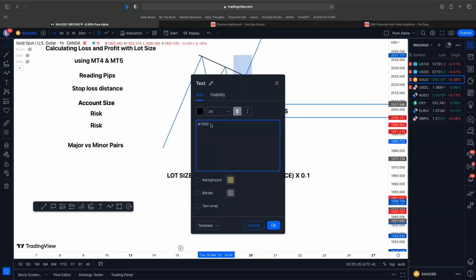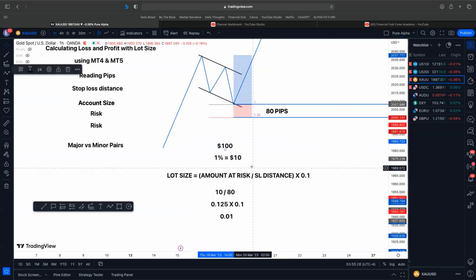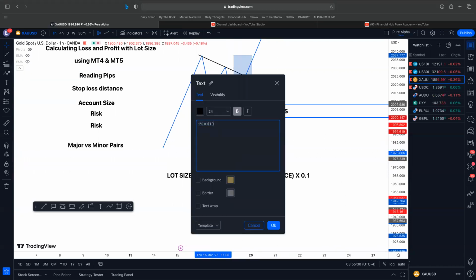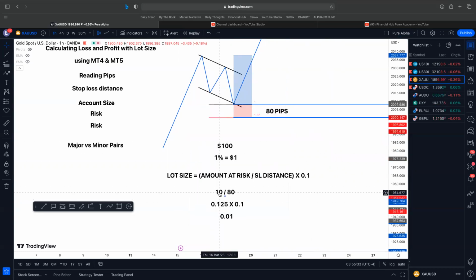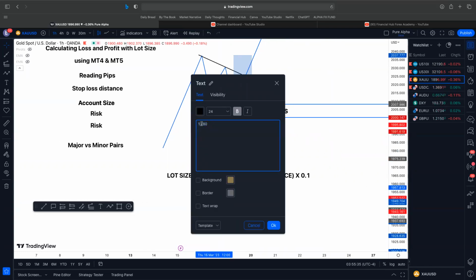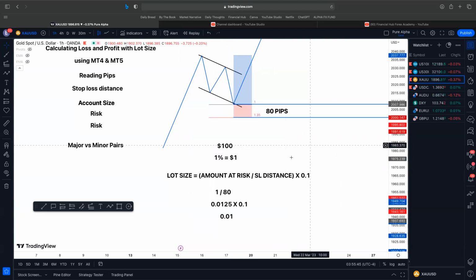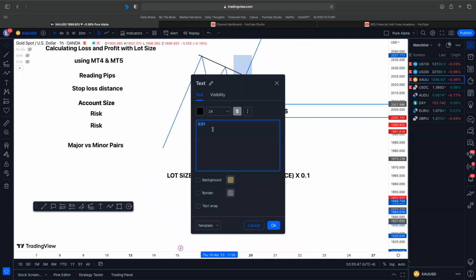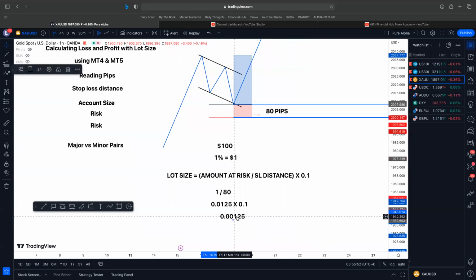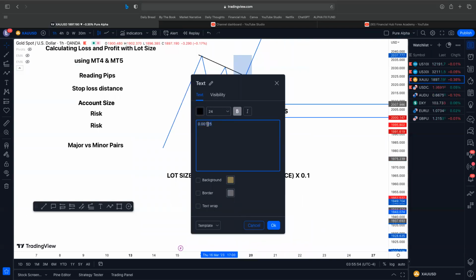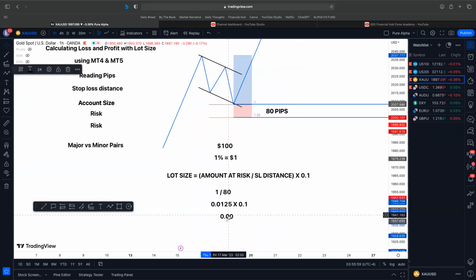Let's take this lower. Imagine this was 100, which most people will start trading. It means you're risking 1%, which is $1. So that means you're dividing this by 80. That means over here you're going to get 0.0125. If you multiply that by that, you're going to get 0.0125. And if you round off and remove this, and remember I said to the lower side, you're going to get 0.000. Hope that makes sense.